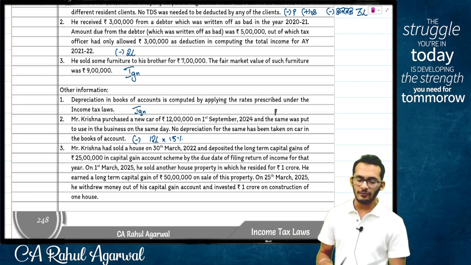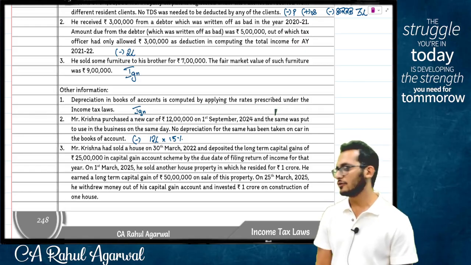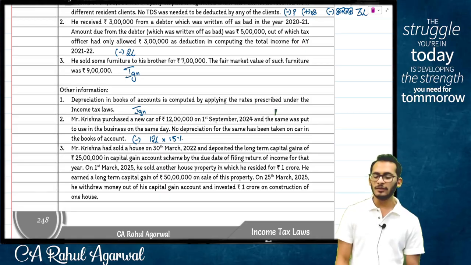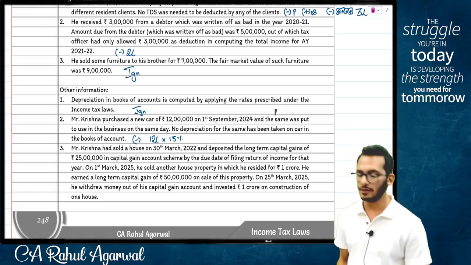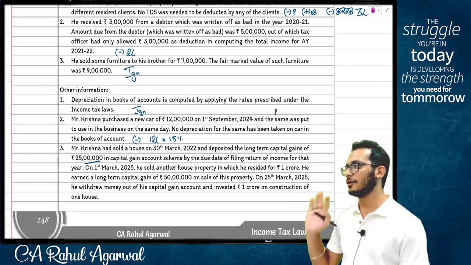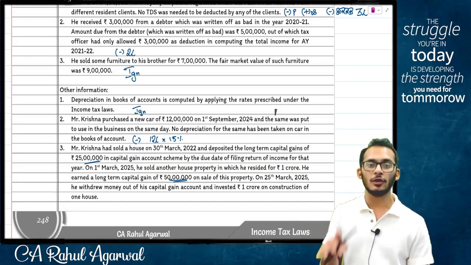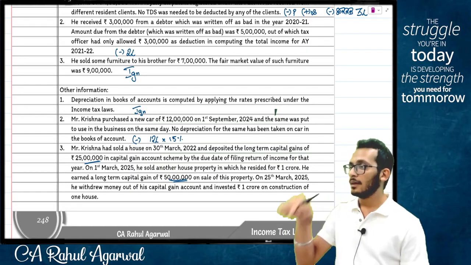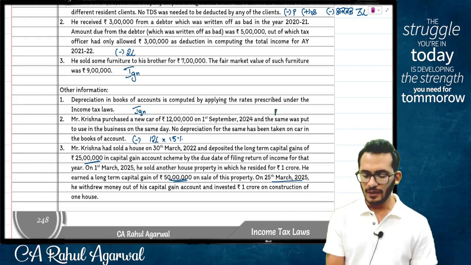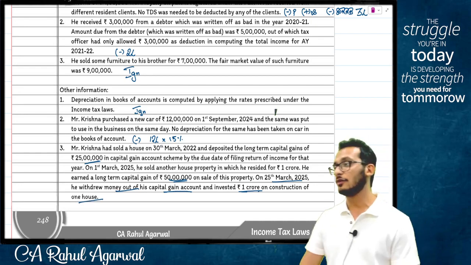On 1st March 25, he sold another house in which he resides for 1 crore. So he had a second house which he sold for 1 crore. He then earned a long-term capital gain of 50 lakhs on this property. Now notice carefully, people, this 25 lakhs does not pertain to the current year. Forget it. But the 50 lakhs pertains to the current year because the house was sold in the current year. So this has to be taxed in the current year. On 25 March 2025, he withdrew the money in the capital gains account and has invested 1 crore for the construction of one house.